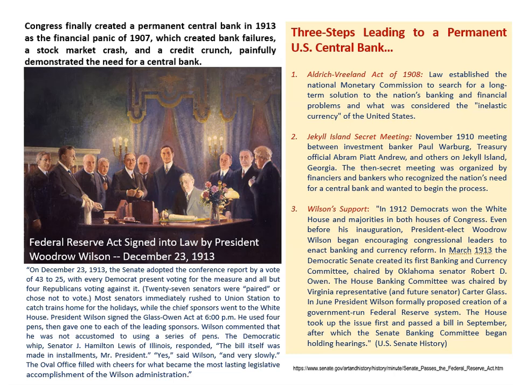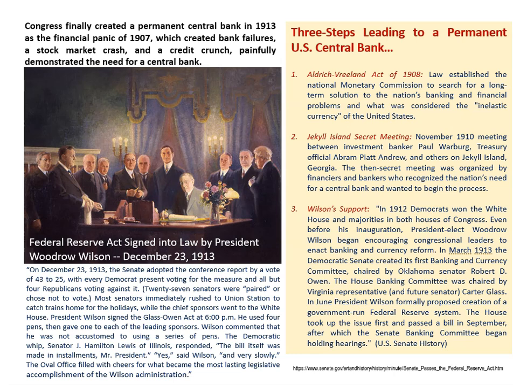The second step was a secret meeting of bankers in November 1910 on Jekyll Island, Georgia. The meeting was organized by financiers and bankers who recognized the nation's need for a central bank and wanted to begin the process. Because they did not think the public would welcome a plan crafted in part by bankers, they made extraordinary efforts to keep the meeting secret, using only first names and telling others they were on a duck hunting trip.